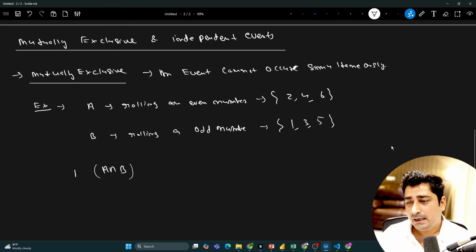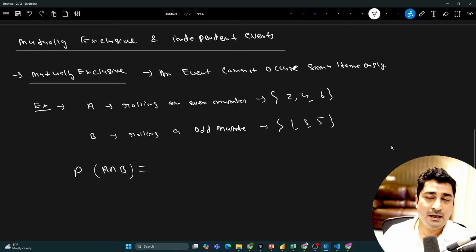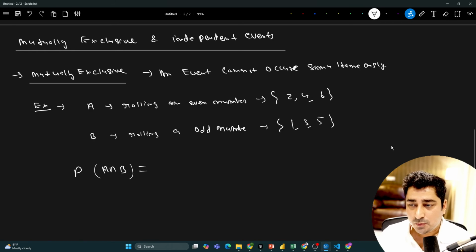So in that case, the probability of A and B, when A and B are mutually exclusive events, is completely separate, or not dependent upon each other. So the probability of this mutually exclusive event is going to be 0 at the end of the day. So this is something called a mutually exclusive event.